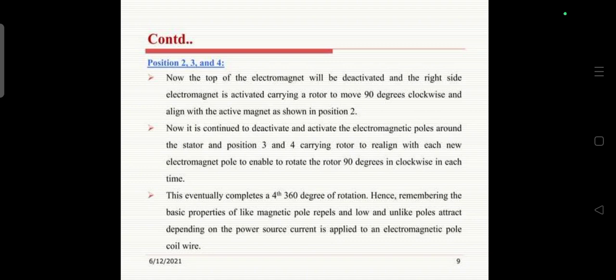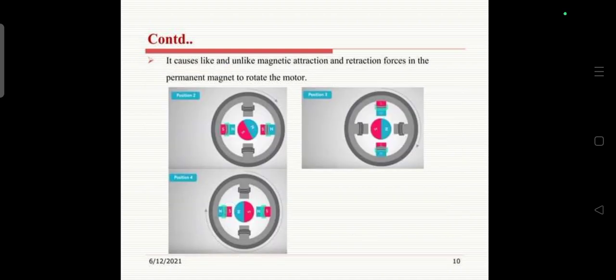Hence, remember the basic property of electromagnetic poles: like poles repel and unlike poles attract, depending on the power source current applied to an electromagnetic pole coil wire. It causes like and unlike magnetic attraction and repulsion forces on the permanent magnet to rotate the motor. The diagram shows position 2, position 3 and position 4.